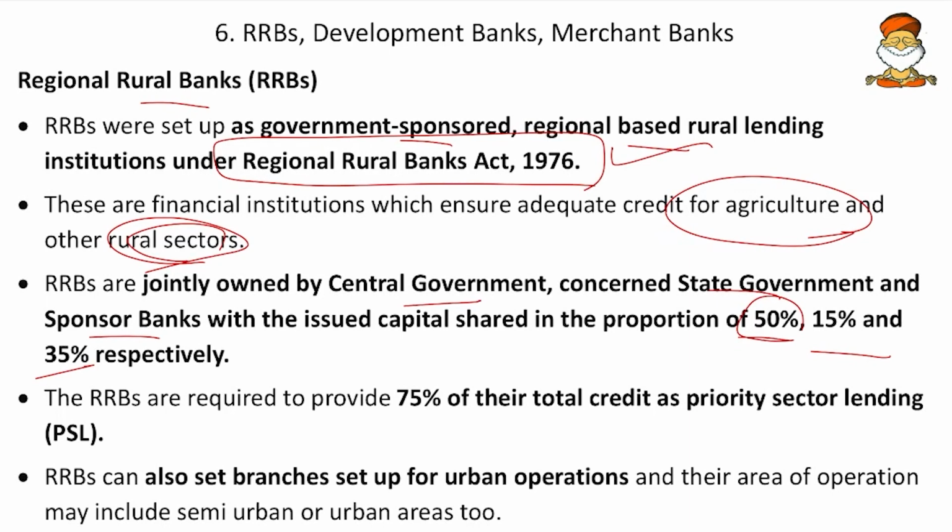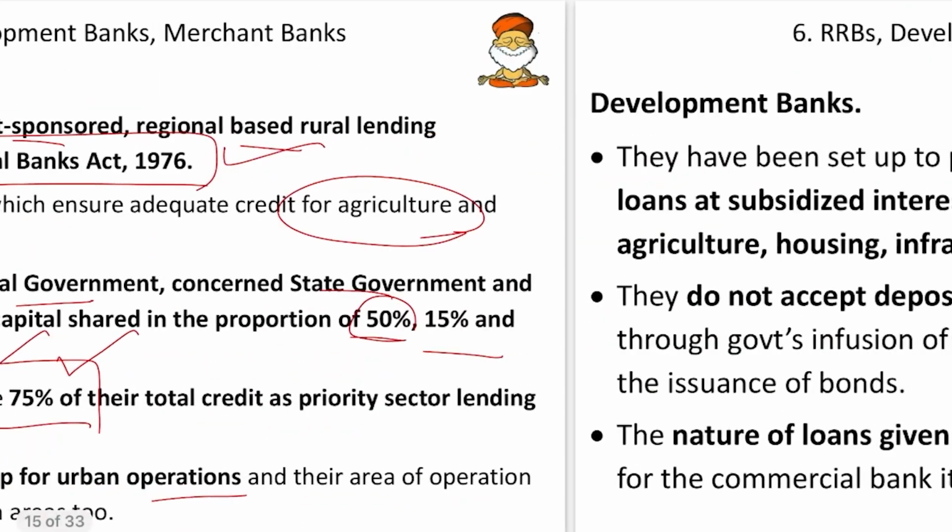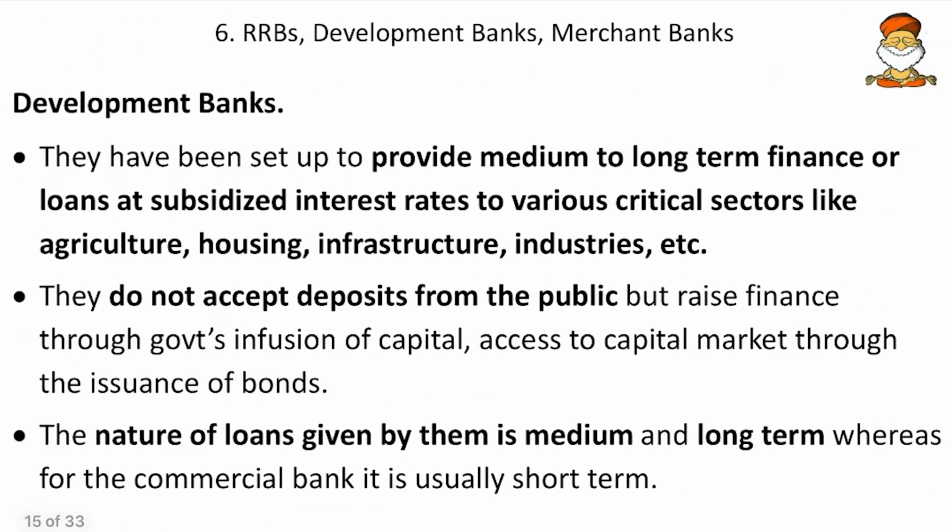Then RRBs are required to provide 75% of their total credit as priority sector lending. So 75% is huge. That means it is a welfare approach. Most of the funds they have to give by priority sector lending only. Then RRBs can also set up branches for urban operations. So not only for rural, even for urban and semi-urban areas they can set up their banks. Then come to next, development banks.